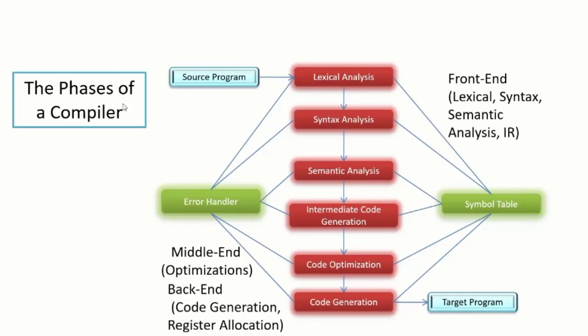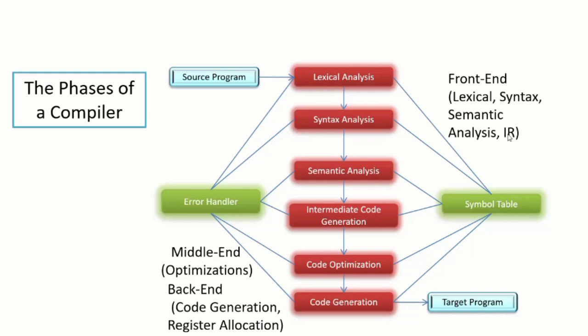We will explore the phases of a compiler: front end, middle end, and back end. A compiler is software that translates a high-level programming language such as C, Java, or Python into machine code, that is, binary instructions that a CPU can execute. The process of compilation is divided into three main parts: front end, middle end, and back end.